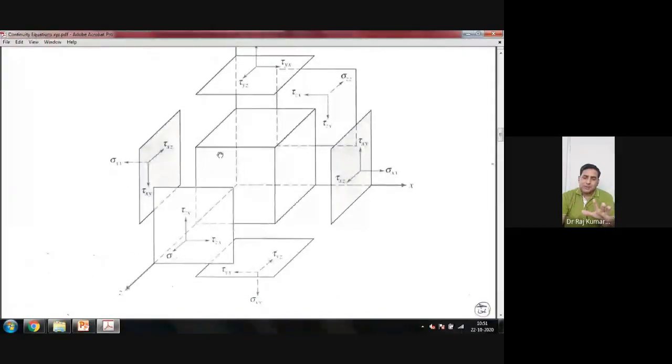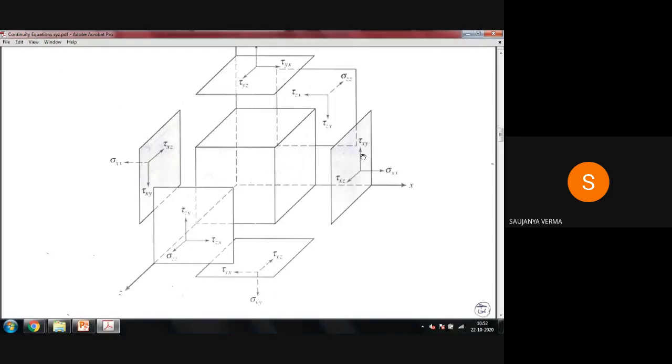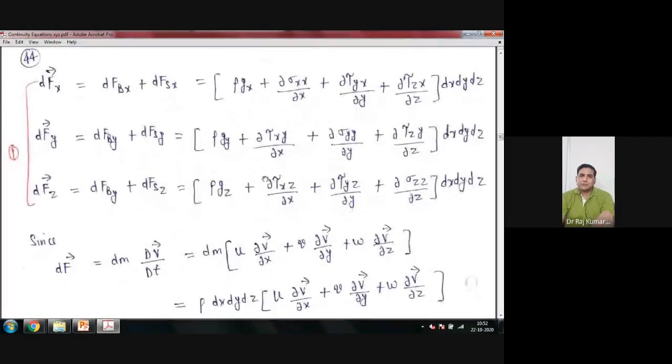So these are all 6 surfaces. Every surface would have 3 components. So how many components in total? 18. Some are overlapping: sigma xx, tau xz. So total it will become half of that, 9 actually. So this is a 3 by 3 stress tensor, a matrix actually. Okay, so I am not confusing you with the tensor term. So just leave the tensor.